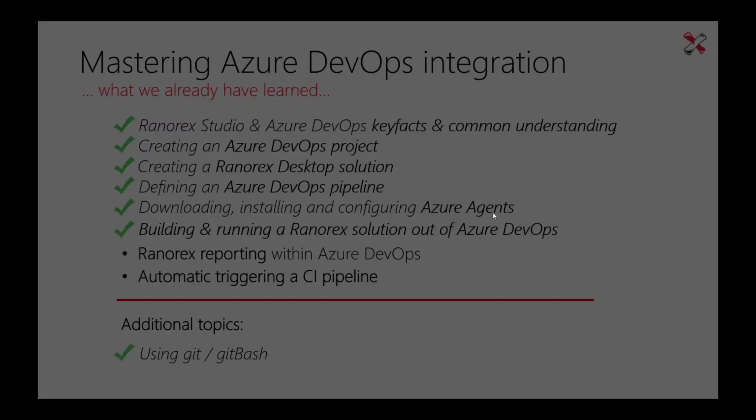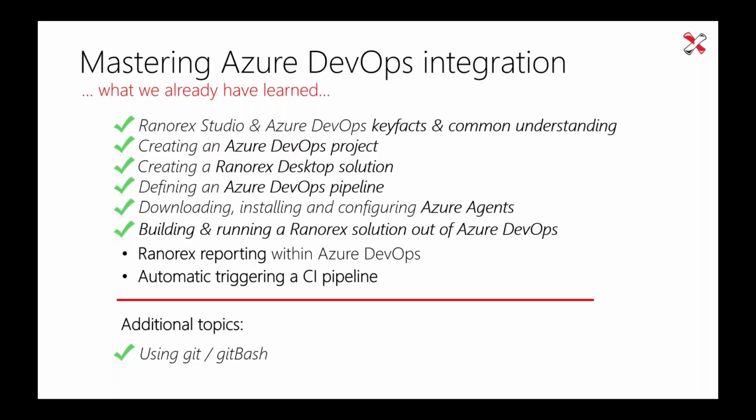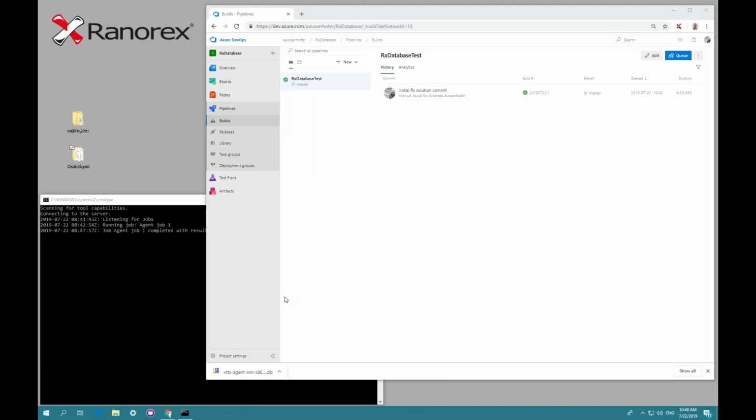So we have done a lot of things already, and we are still 12 minutes to go. So let me finally show you how to deal with the Ranorex reporting, and finally how to deal with an automatic trigger of a CI pipeline. So this is left to show you, and this is what I would like to do.